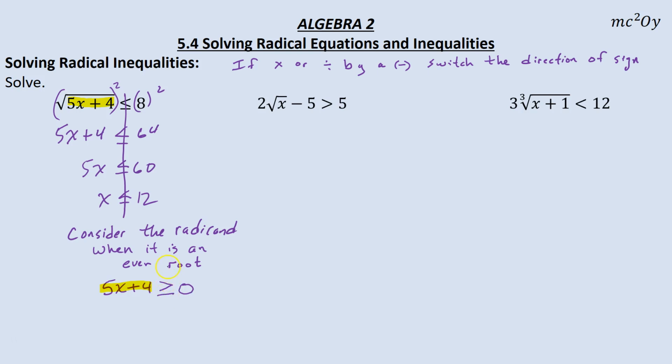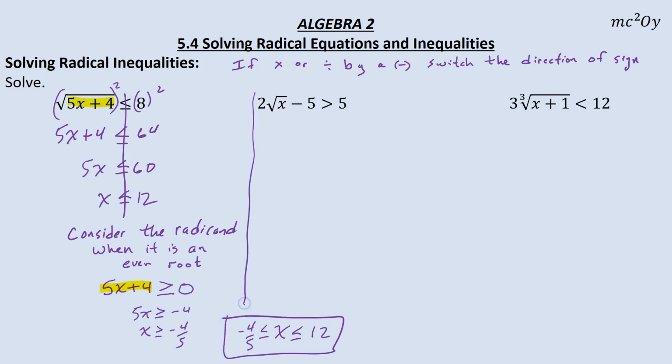So when you're considering the radicand on an even root, you've got to do one more step here. You've got to solve the second inequality. Subtract 4, divide by 5. So you have two things here. x has to be less than or equal to 12, and x has to be greater than or equal to negative 4/5. So x has to be between negative 4/5 and 12. We literally put it between those two. And there we go.